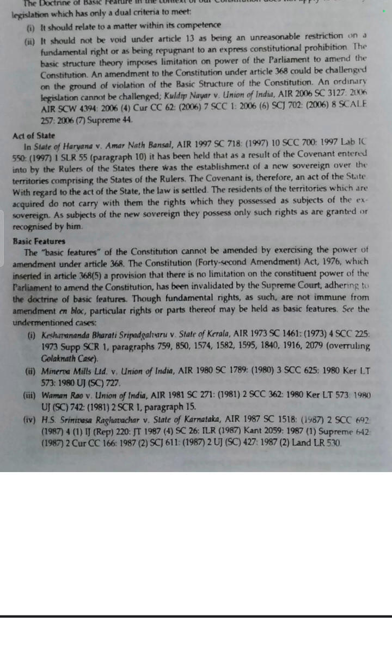The government, and therefore the act, is regarded as an act of state. The law is settled: residents of the territory which is acquired do not carry with them the rights which they possessed under the previous sovereign. As a result, it is the new sovereign that grants such a right, as a recognition of the act.